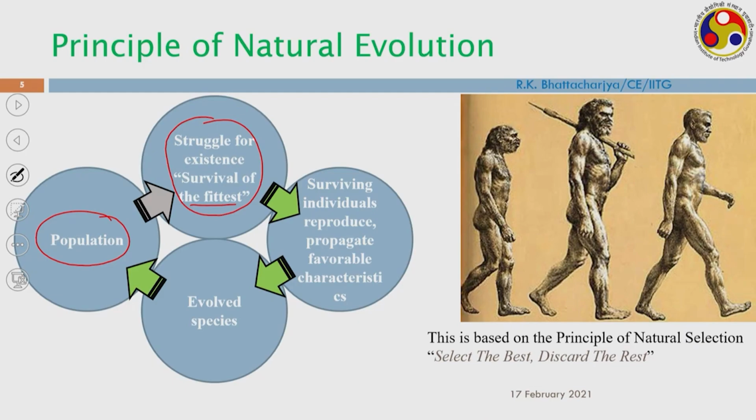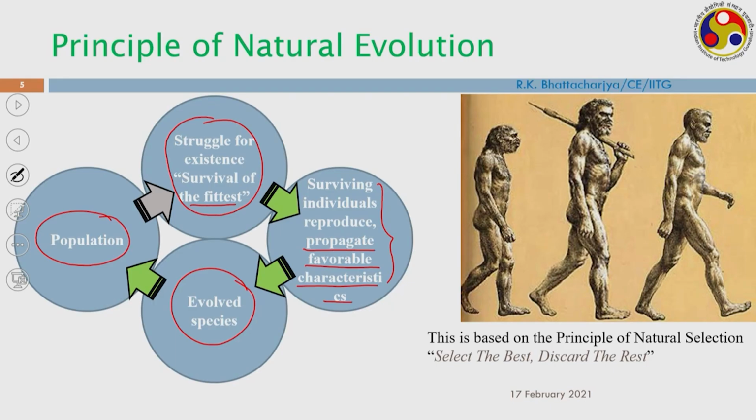Okay. Now, those who have survived, these surviving individuals reproduce. So, they produce their offspring, then they also propagate the favorable characteristics to the next generation, to their offspring. Whatever favorable characteristics they have, I will also explain this in some of the slides. The favorable characteristics they propagate to their offspring, and this is known as evolved species.